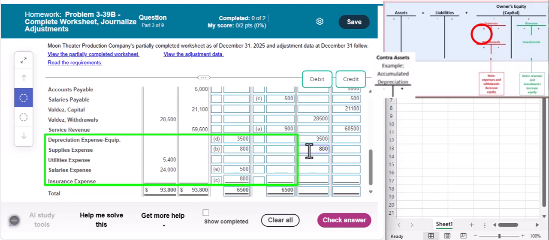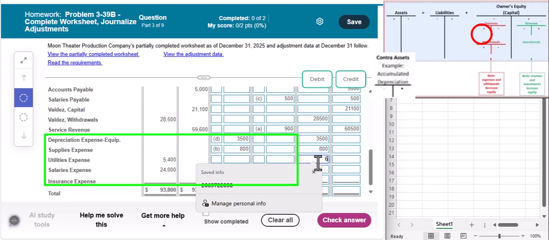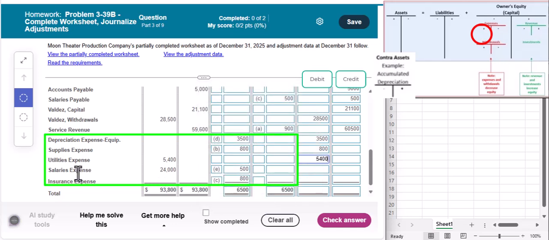Utilities expense we did not touch, however, it did have a balance, so we have to add that in here for 5,400. And then salaries expense, we added 500 to this 24,000. So we have a $24,500 balance since we added $500 of salaries expense. And then lastly, insurance expense here. We had 0 previously, however, we added $800 worth.